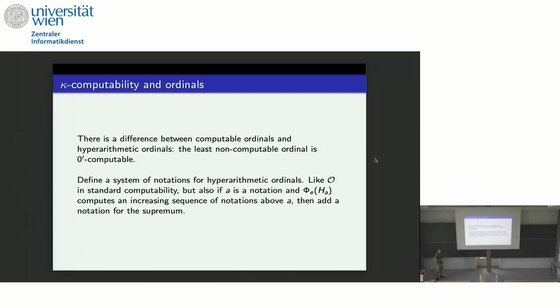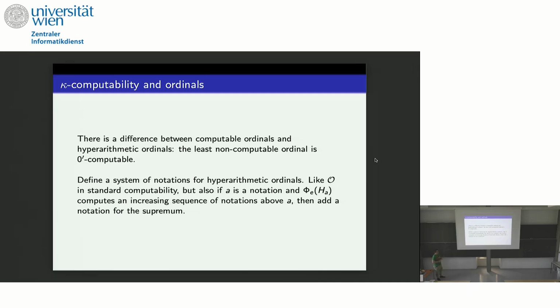So we could just restrict our attention to computable ordinals, but we'd like to go further. So we're going to define a system of notations for hyperarithmetic ordinals, and this will be like Kleene-Zhou. But in Kleene-Zhou, you say, if I've got a computable function that gives me an increasing sequence of notations, then there's a notation for the supremum.